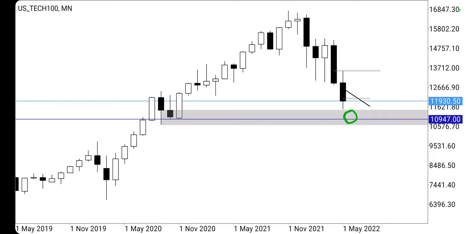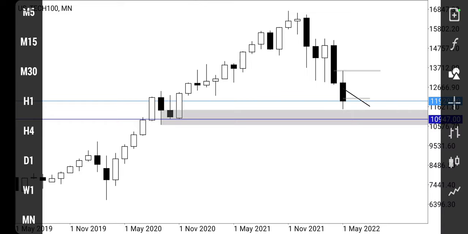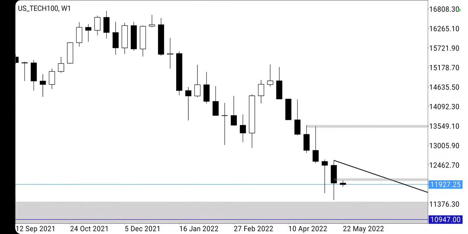I wish. This is the one that I've been saying in each and every update that I make on Nasdaq: I wish we could get into this zone. Then when I'm buying, I know I'm buying for the long term. On weekly, nothing much has changed.